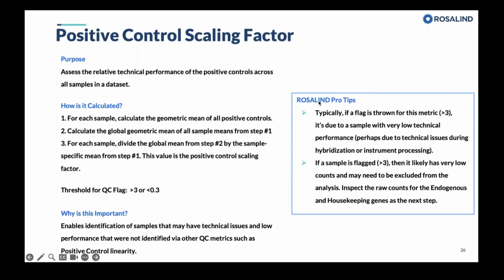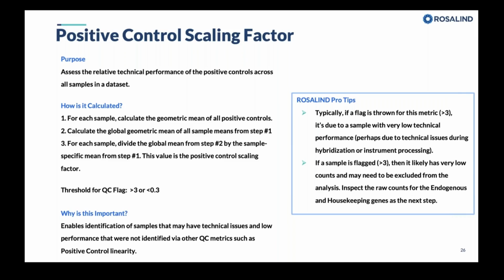My takeaways are right here on the right-hand side. Typically what ends up happening is that there might be one sample where the positive controls are much, much lower than another sample, and this metric is going to pick that up. It's possible, and I've seen it many times, where a sample might have really low positive controls, but they're still linear. So your positive control linearity metric is not going to capture the sample, but it's going to be picked up in this type of screen.